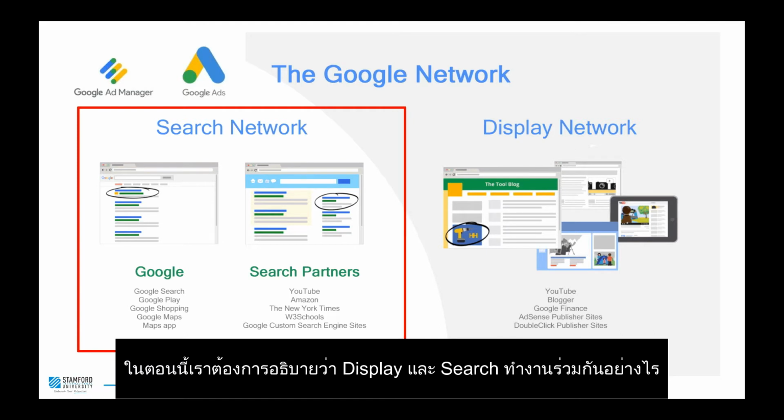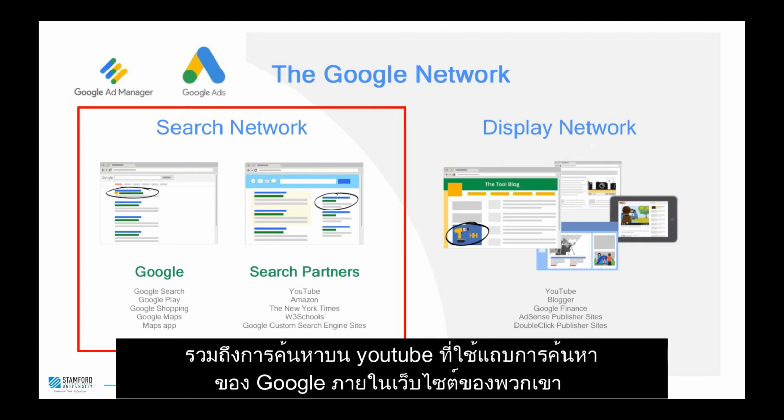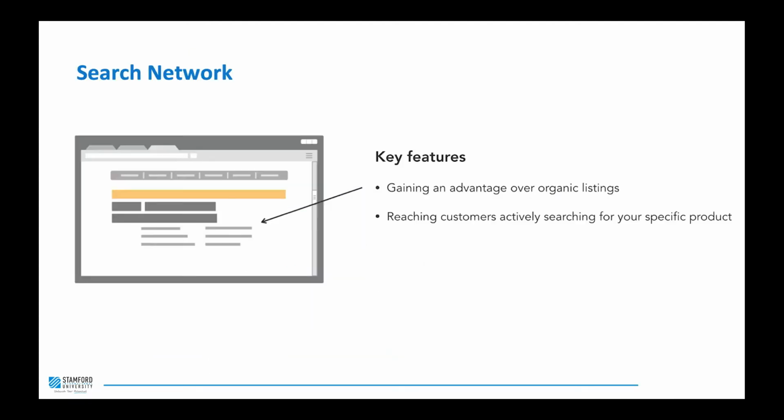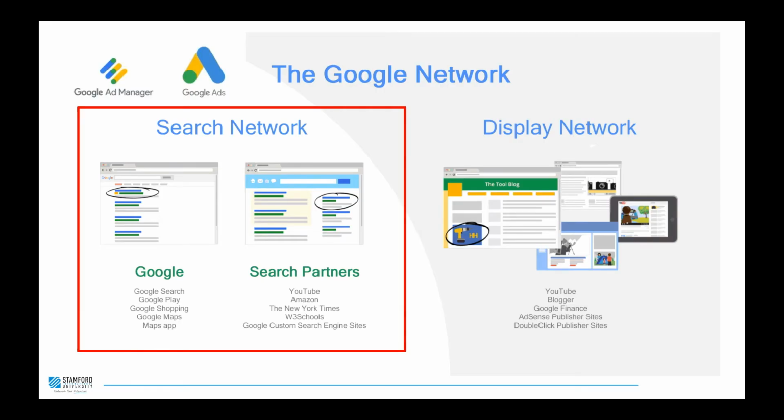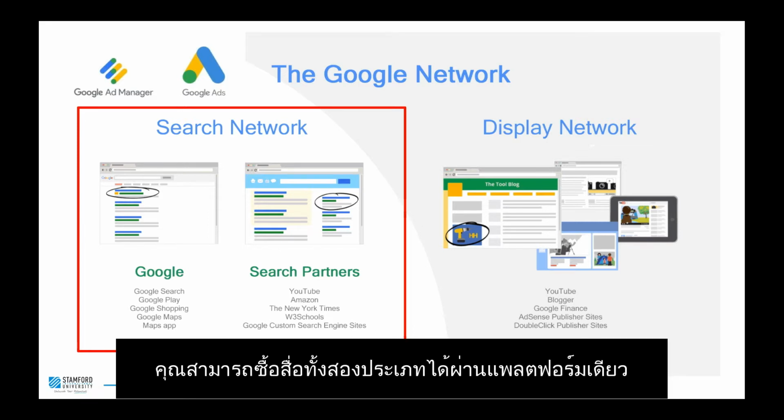When we look at the search network, this includes search results from inside of the Google search, as well as many partner websites that use Google search to power their platform. It also includes YouTube search and other sites that use the Google search bar. It also includes the display network, which is where you'll see banner ads on sites like CNN and more. So search and display.